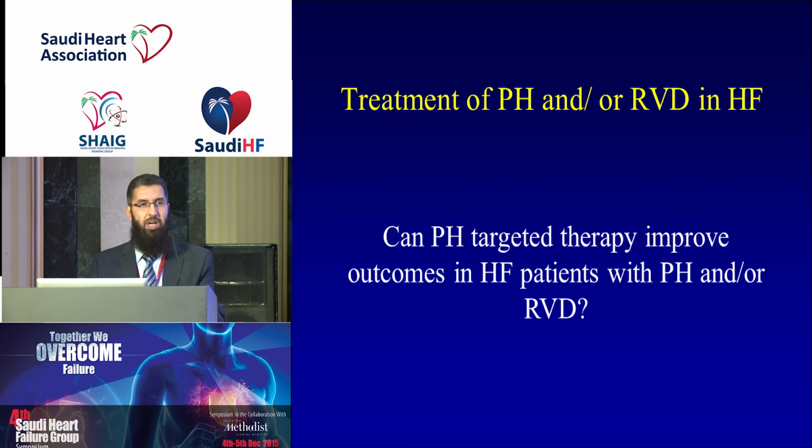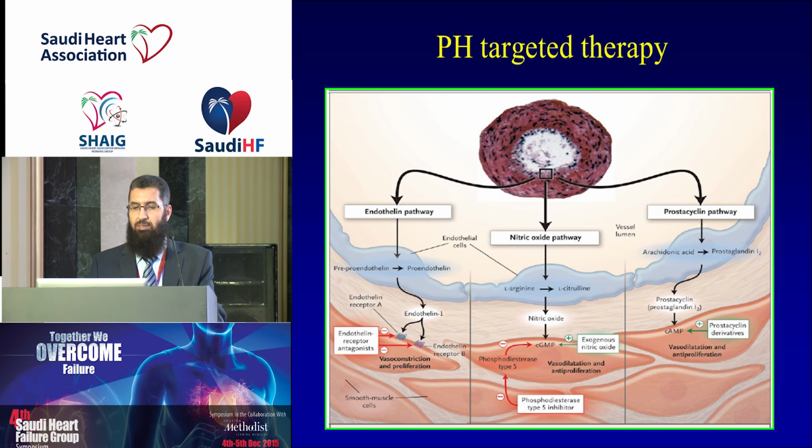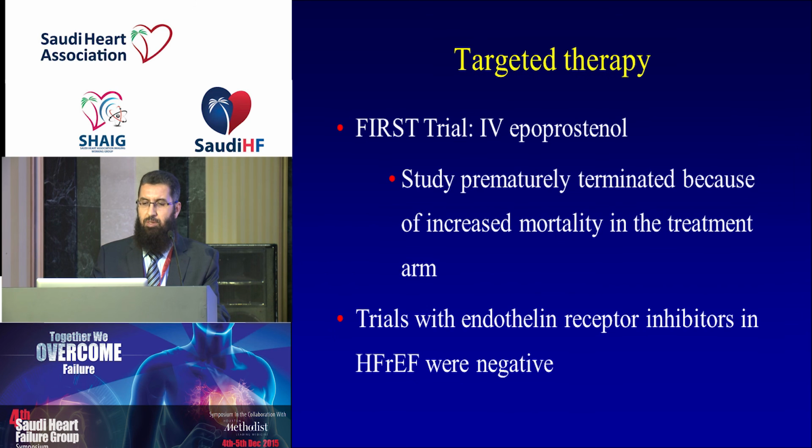Now, can we use targeted therapy to improve prognosis in these patients? There are basically three groups of drugs: the endothelin pathway, the nitric oxide pathway, and the prostacyclin pathway. If everyone remembers the first trial, using IV epoprostenol, published in the 1990s, it was prematurely terminated because of increased mortality in patients with heart failure. Of course, these patients were not stratified according to pulmonary hypertension. Trials with endothelin receptor inhibitors in heart failure with reduced ejection fraction were also negative.